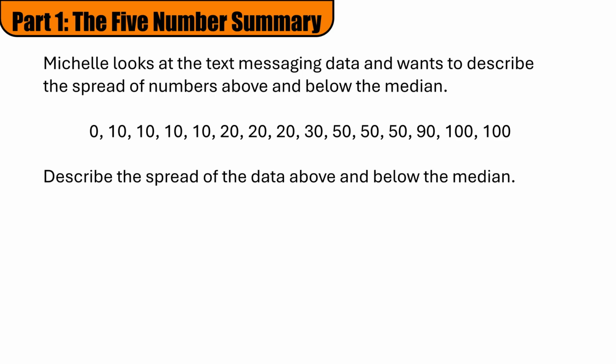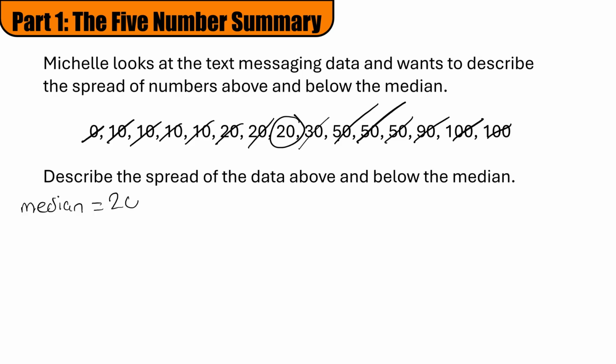Now let's find the 5-number summary for this text messaging data. We'll start by locating the median, then work outward for the quartiles, minimum, and maximum. As numbers are removed from each end, we land on the middle value. The median, Q2, is 20. On the lower half or the left side, we'll cross out numbers to find the middle of that section, which is 10. Therefore the first quartile is 10.